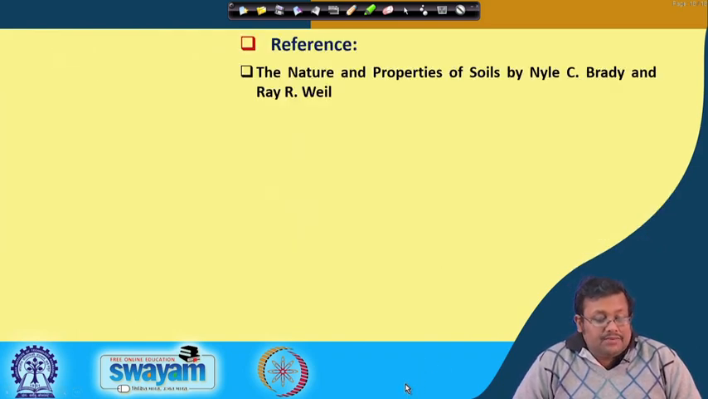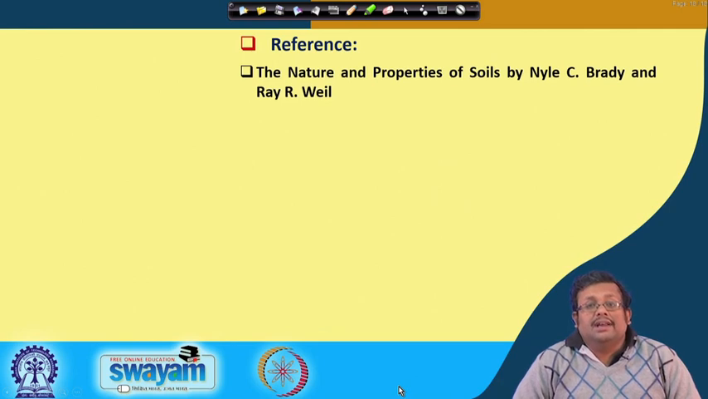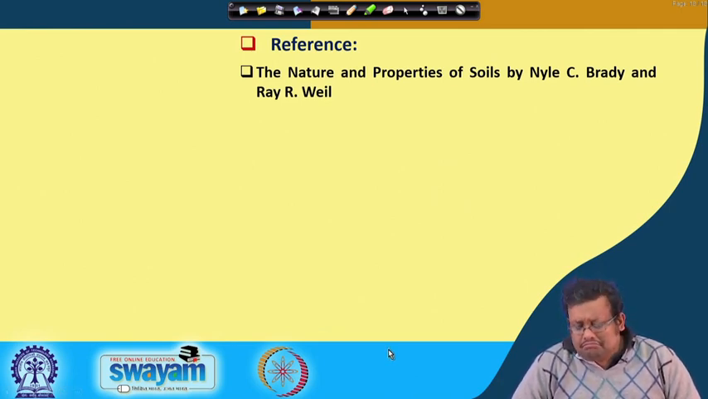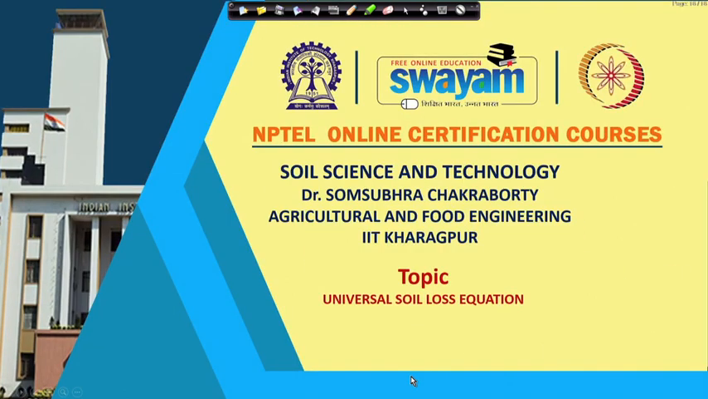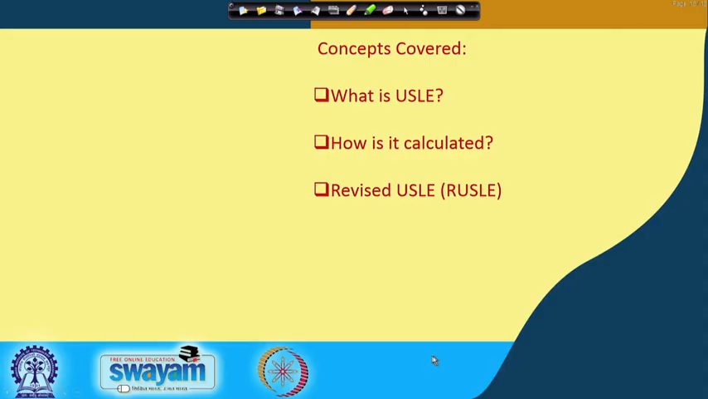So, guys, we have finished this topic of soil erosion and land degradation. The next topic we will be starting is the universal soil loss equation, and it will cover these concepts: first of all, what is the universal soil loss equation and how we calculate it, and what is the revised universal soil loss equation.